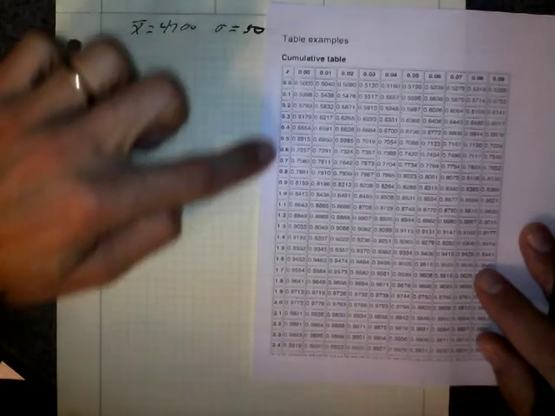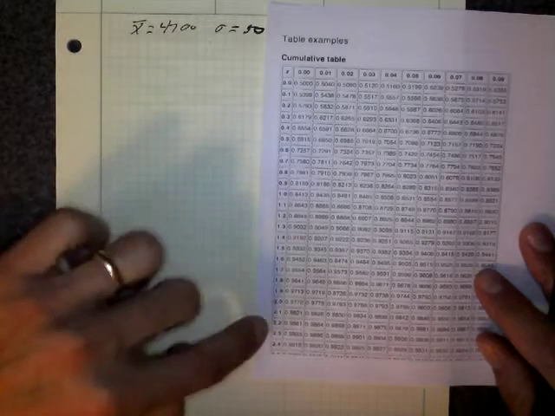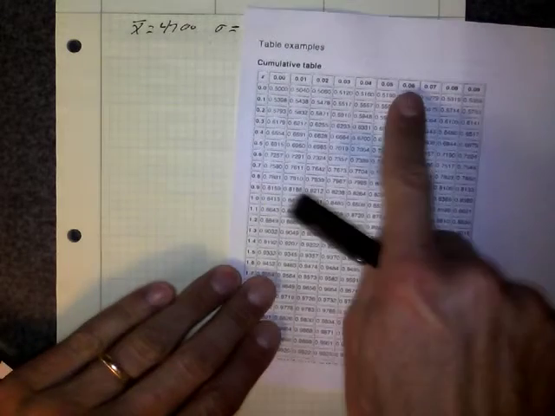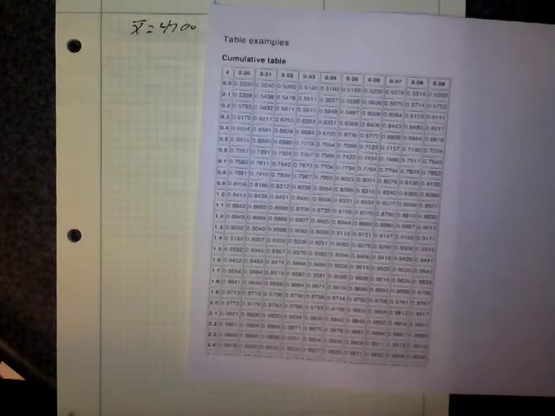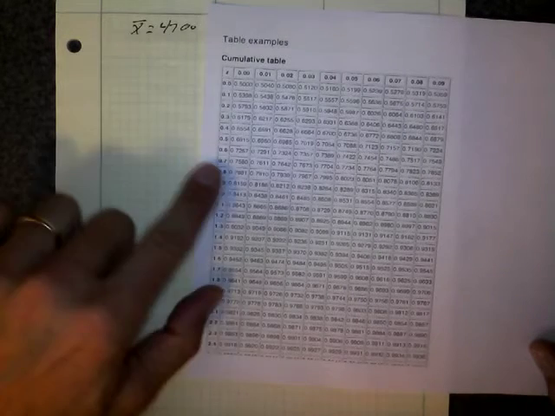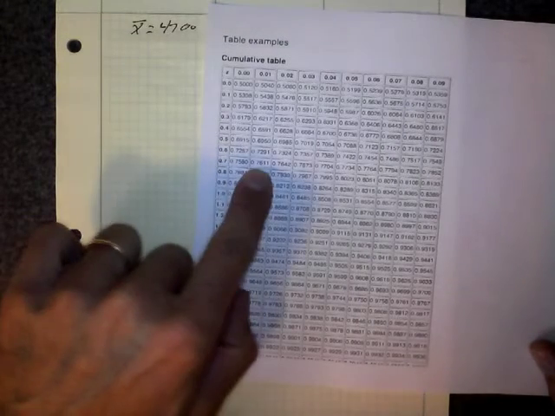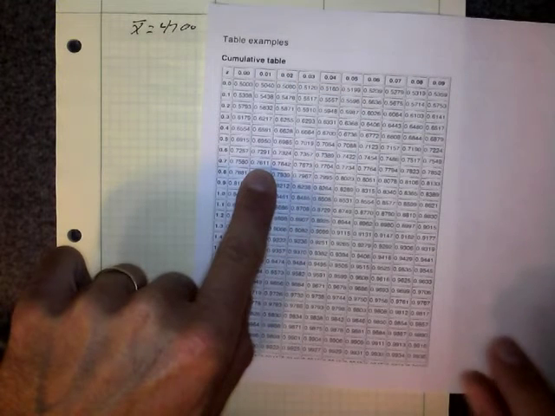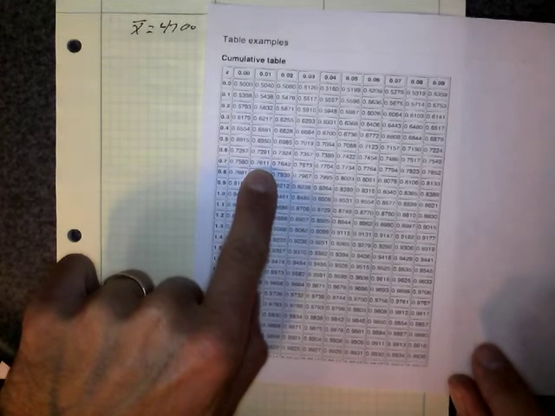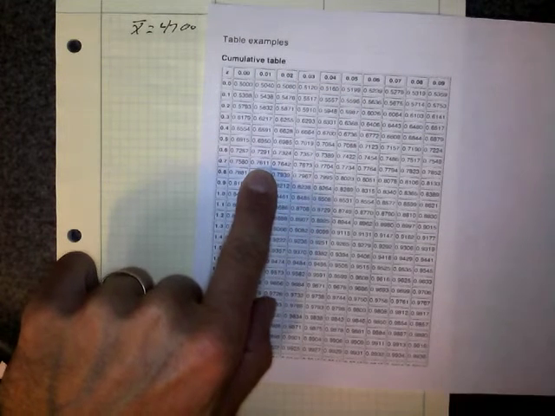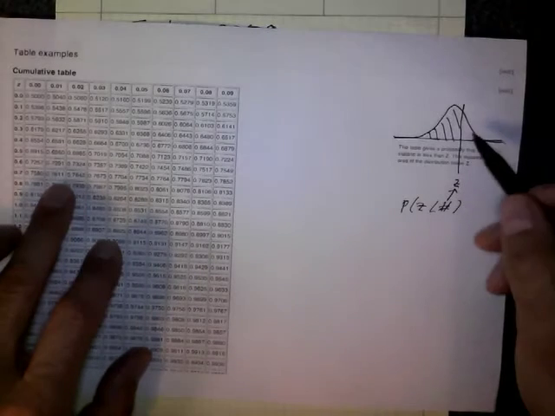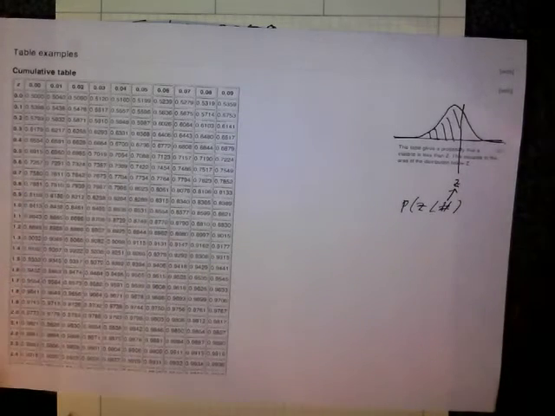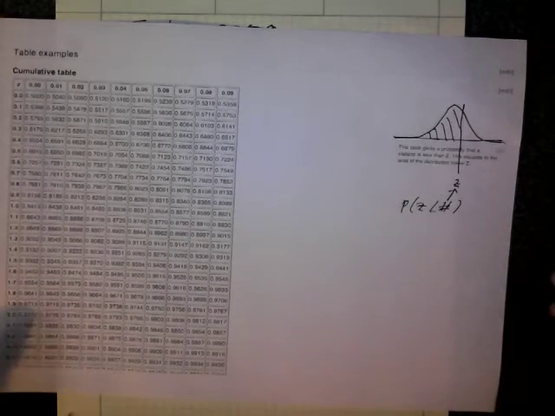Remember how the Z tables are used here. The digits down this column are the first two digits of the number you're interested in, and the numbers across the top are the rest of the digits. For instance, if I needed to look up the Z value of 0.71, I'd go down here to 0.7, and I'd go over here to 0.01, because 0.7 plus 0.01 is 0.71, and I would read the number 0.7611 off. That corresponds to the area under the normal distribution for all Z values less than 0.71. So that's the way we'll proceed.